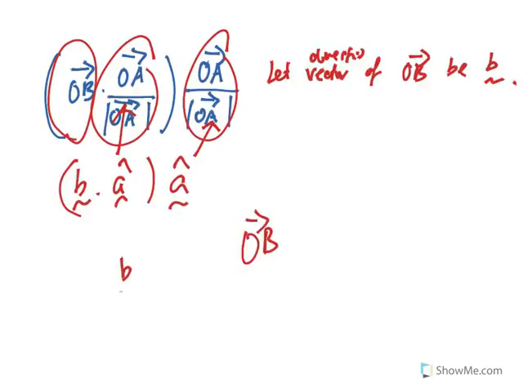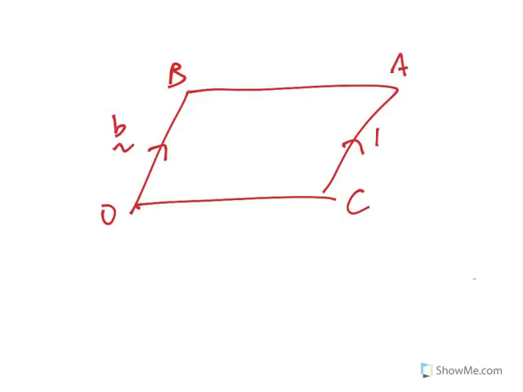In the question they write let B be something. But you cannot say OB and then just write B. You cannot assume this, because B can be a lot of things. Example, if I give you a parallelogram O, B, A, C, this can be B, because they are parallel. So OB, OA, OC are position vectors. But what is B? B is a direction vector.